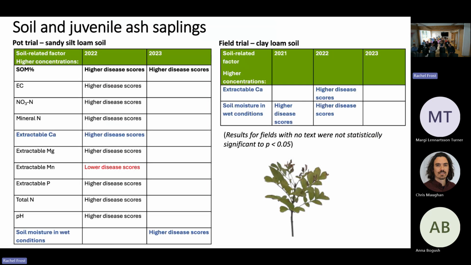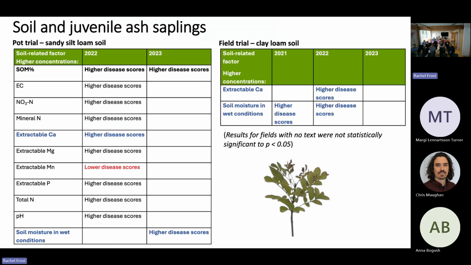Now, again, it's unclear whether that is an effect on the ash tree or whether that's an effect on the fungus and increasing sporulation. I think for the juvenile trees, it's more likely to be an effect on the tree because the saplings are relatively close together. So if there's more fungus on the ground putting out spores, it's likely to affect a larger number of trees. The other factors that were important, electrical conductivity, nitrate and mineral nitrogen, as they increased, disease scores were also higher.